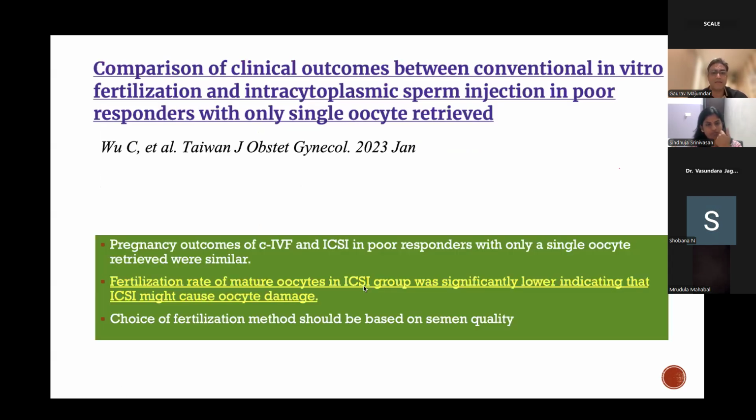And here again, they found out that pregnancy outcomes of conventional IVF and ICSI in poor responders with only 1 egg were similar. Fertilization rate of mature oocytes in the ICSI group was significantly lower, indicating that ICSI might cause oocyte damage, right? So the choice of fertilization method should only be based on semen quality and not on any other factor, right? So this is very clear that if there is one egg, then just close your eyes and do IVF. Never do ICSI.